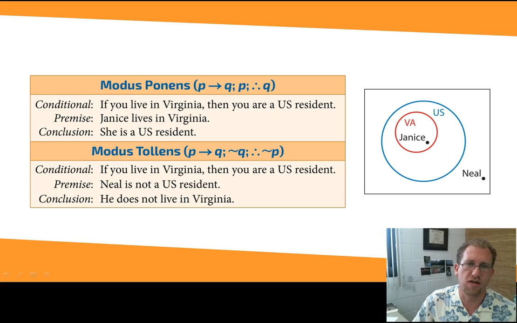Modus tollens negates the conclusion. If you live in Virginia, you're a U.S. resident. But Neil is not a U.S. resident.